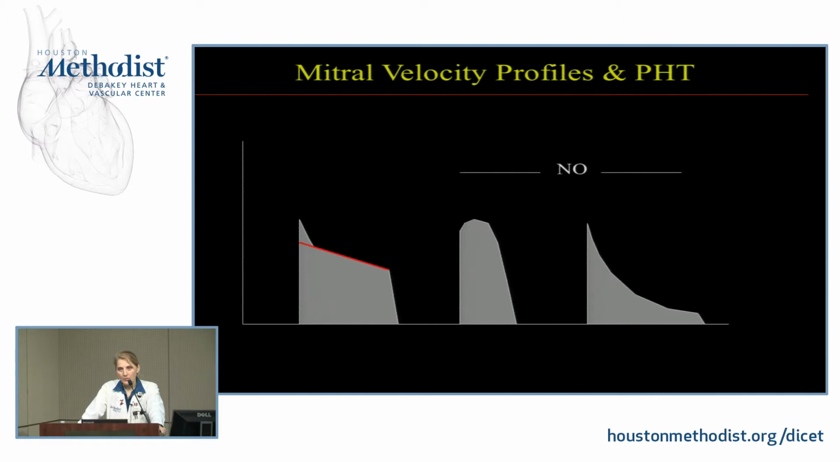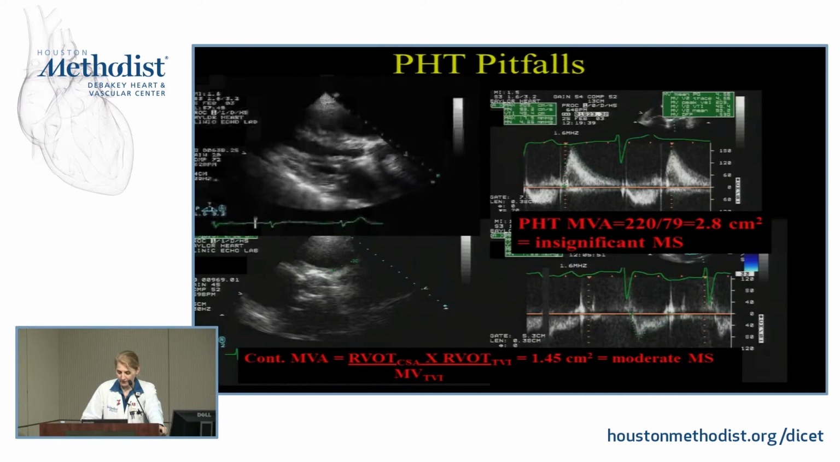So in order to use the pressure half-time and for it to be accurate in assessing your mitral valve area, there has to be one predominant slope. So there has to be one slope that occurs more than 50% of the time. In the first example, you could use that, and it's showing you where that slope would be. In the last two examples, the slope is constantly changing, so you couldn't use those contours to determine your mitral valve area.